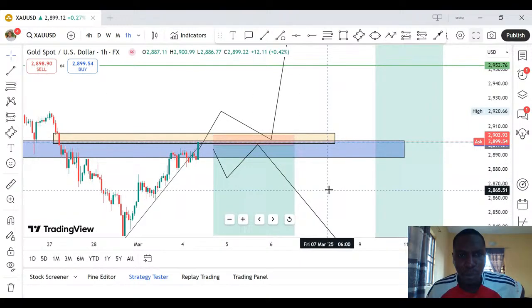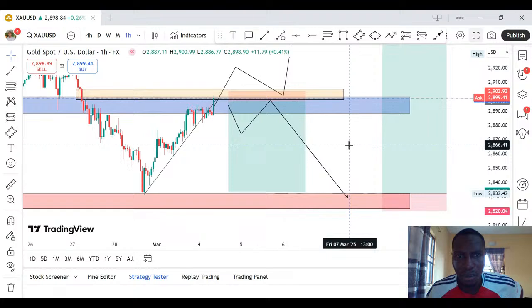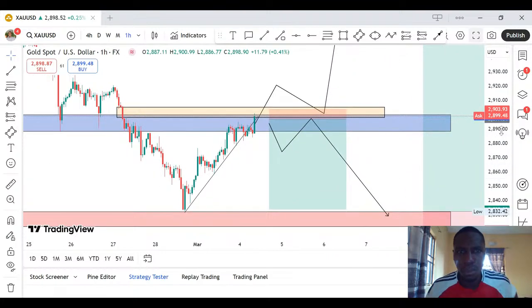And I just want you guys to get the exact explanation, because I'm here to give you a brief explanation of what we felt is actually good, the move gold is actually going to make.